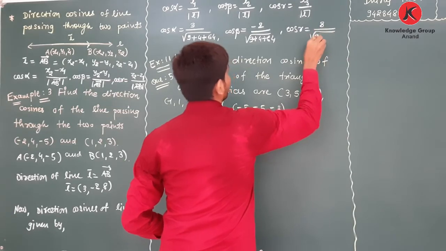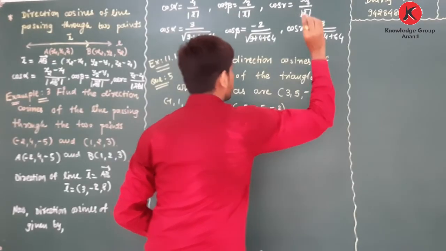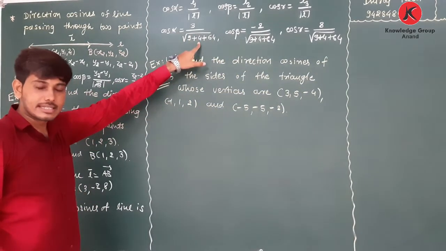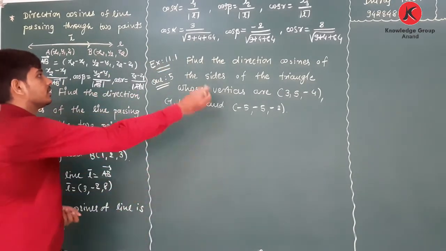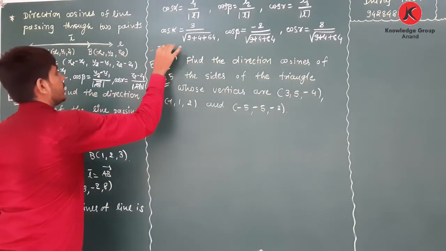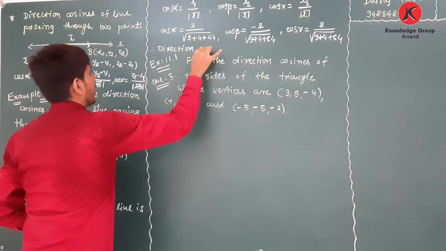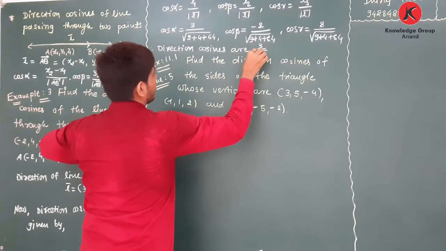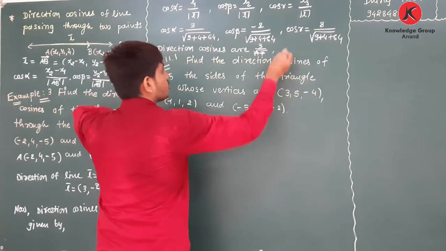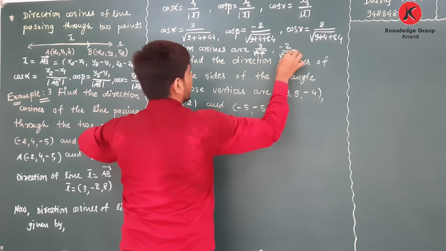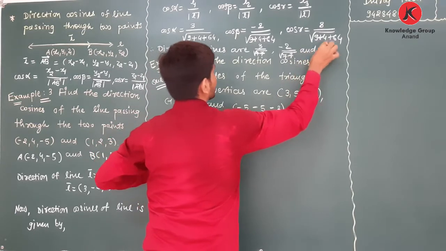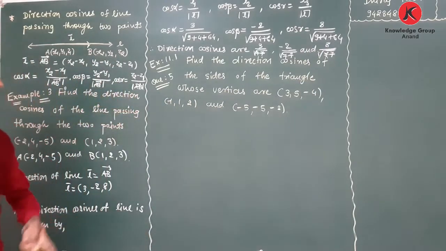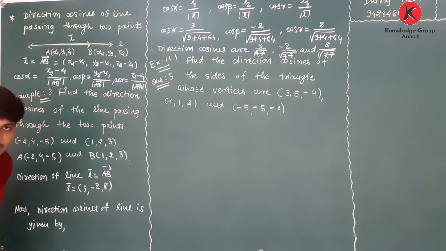Divide by under root 9 plus 4 plus 64. cos alpha की वैल्यू मिल जाएगी 3 upon 64 plus 4 68 plus 9 77। Therefore direction cosines are 3 by root 77, second हो गया minus 2 by root 77, and the last one 8 by root 77. These are the direction cosines of our given line passing through the 2 points.